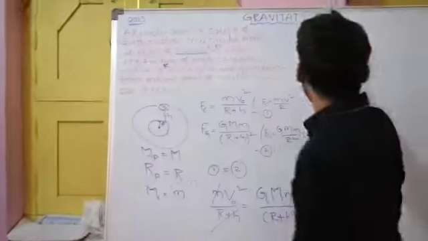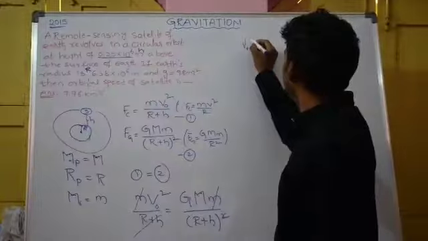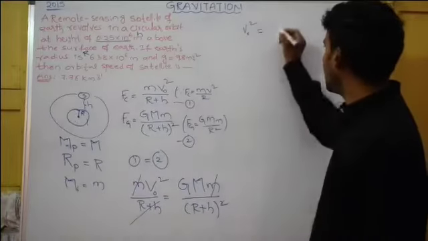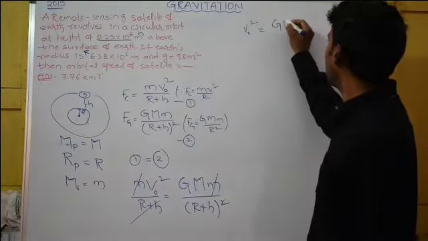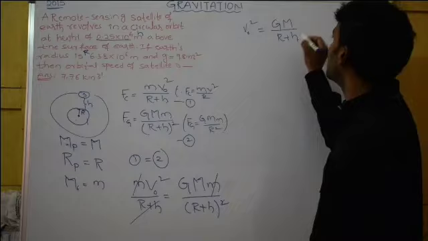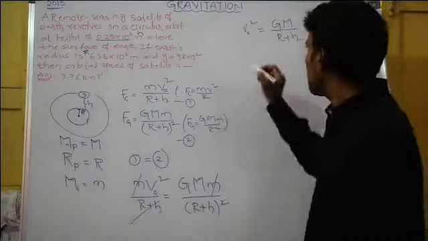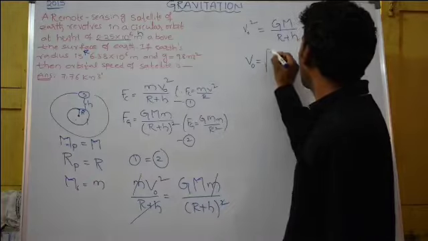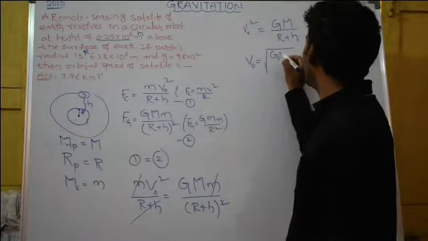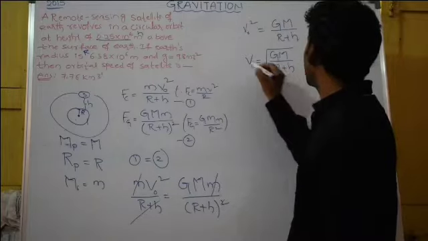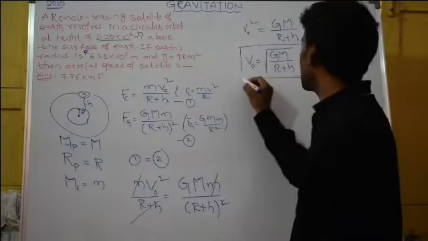V naught square, I am writing it as V naught square here, remaining, and this side it is capital G, capital M divided by R plus H. This is the remaining. So this one I am writing as V naught is equal to under root of capital G capital M divided by R plus H. This is the equation, one equation.